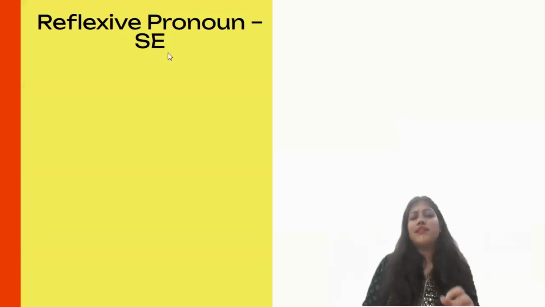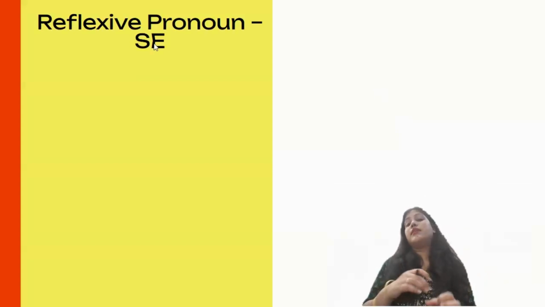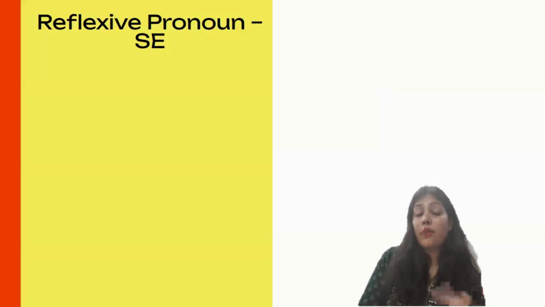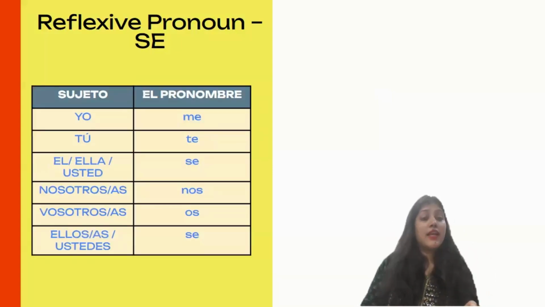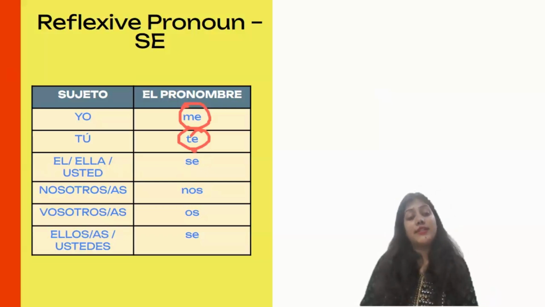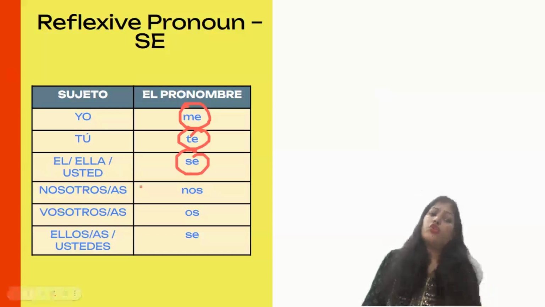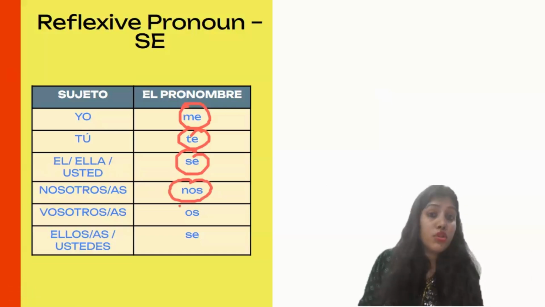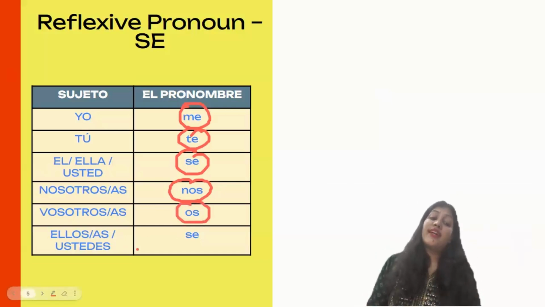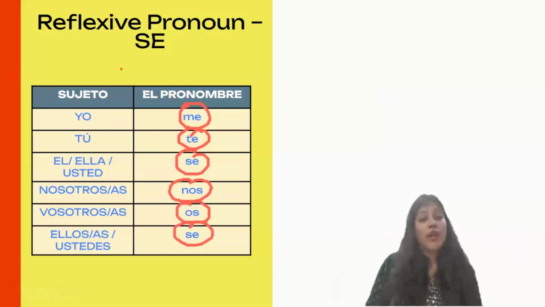So generally we call this se. When the verb is in infinitive form, you will always find se attached to the verb. But what happens with different subjects? With yo we write me. With tú we write te. With él, ella and usted we write se. With nosotros, nosotras we write the pronoun nos. Vosotros, vosotras, os. And ellos, ellas, ustedes again se. So this is part 1. You conjugate this reflexive pronoun.